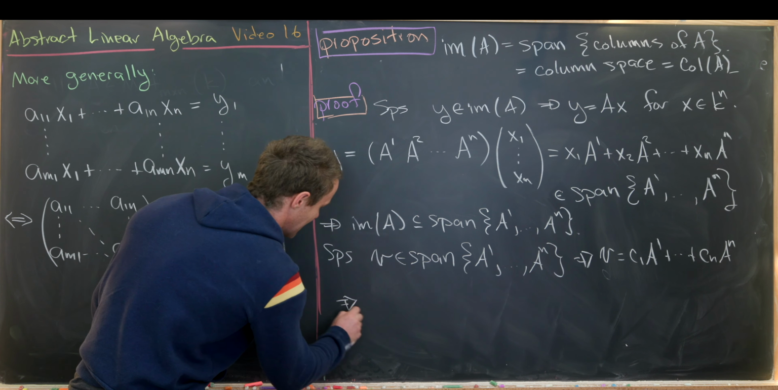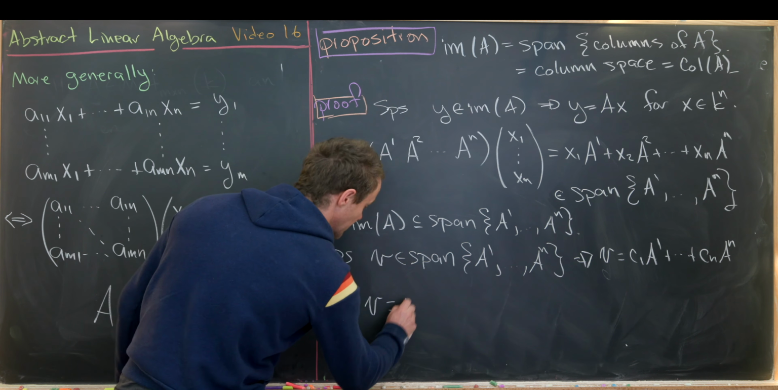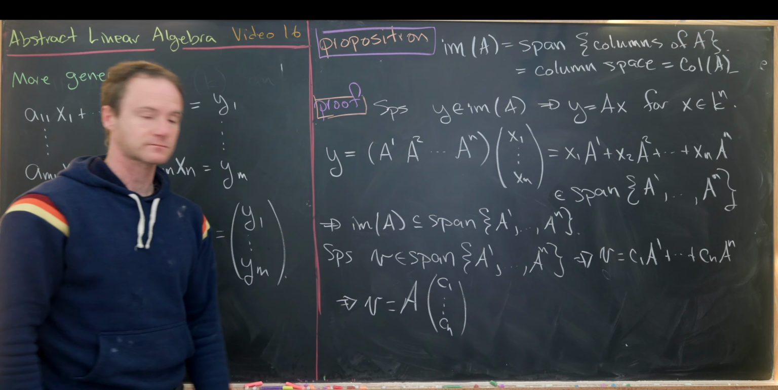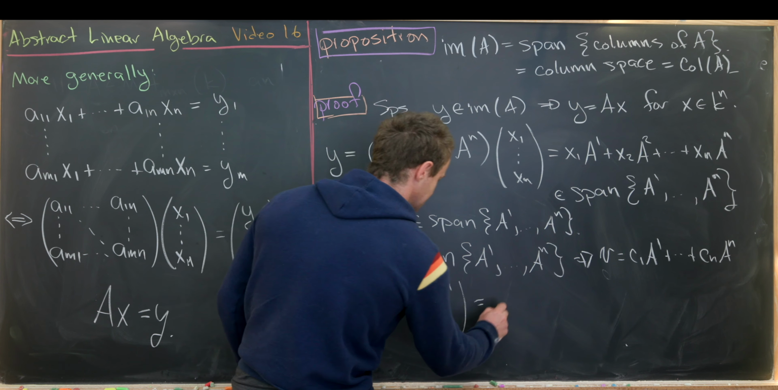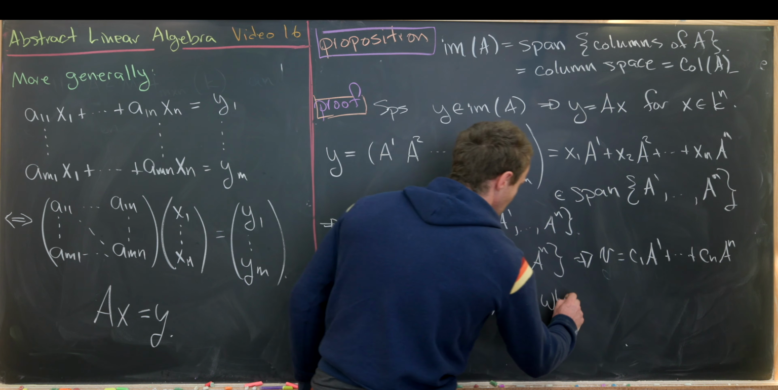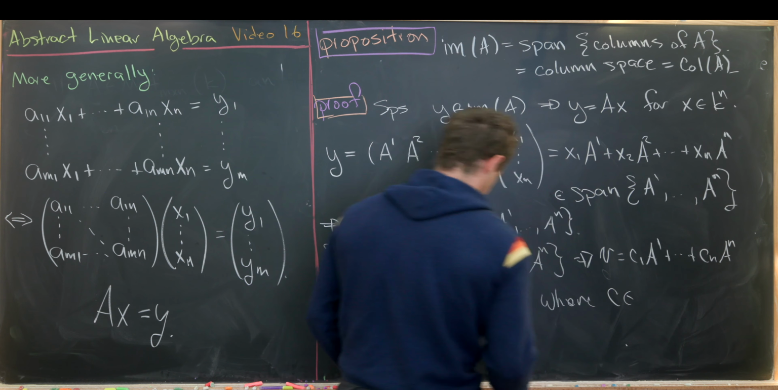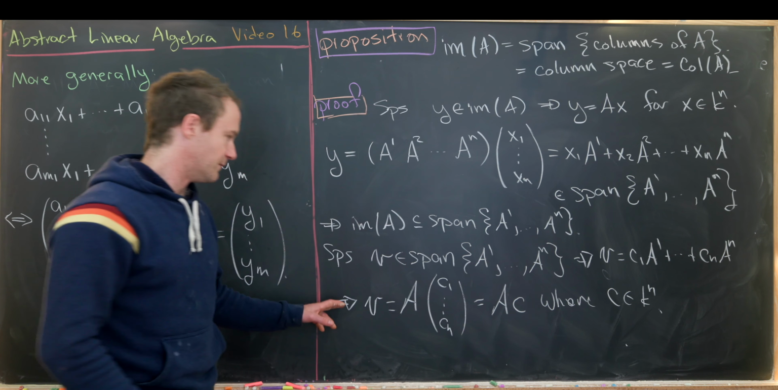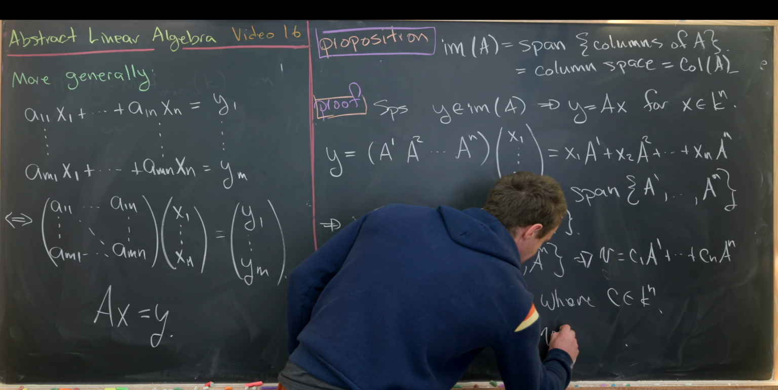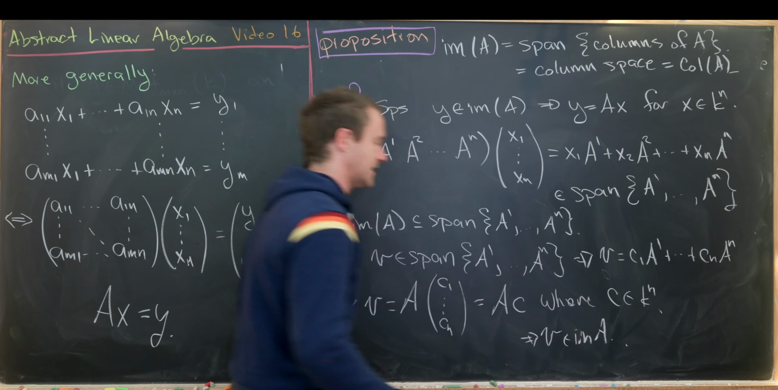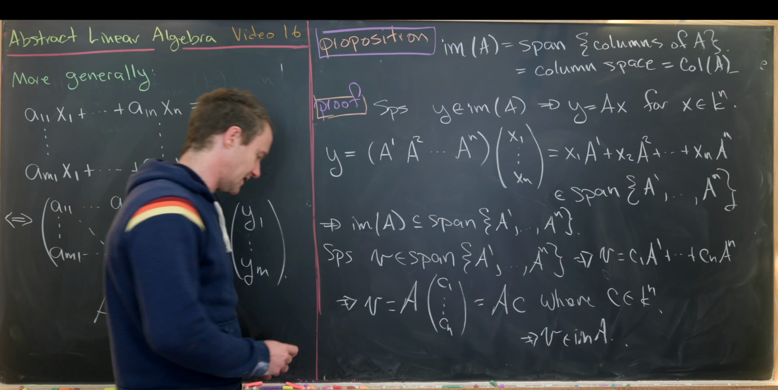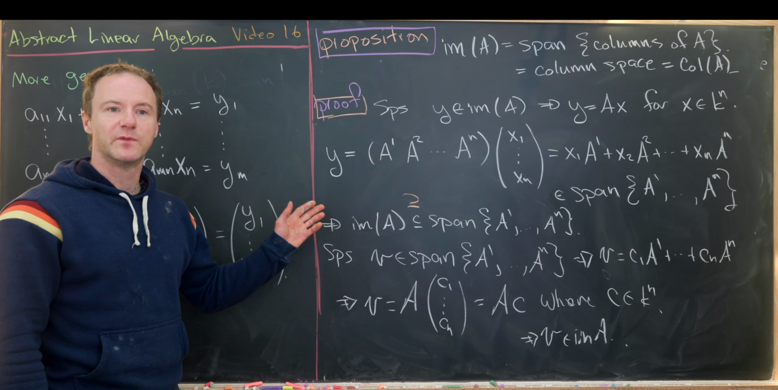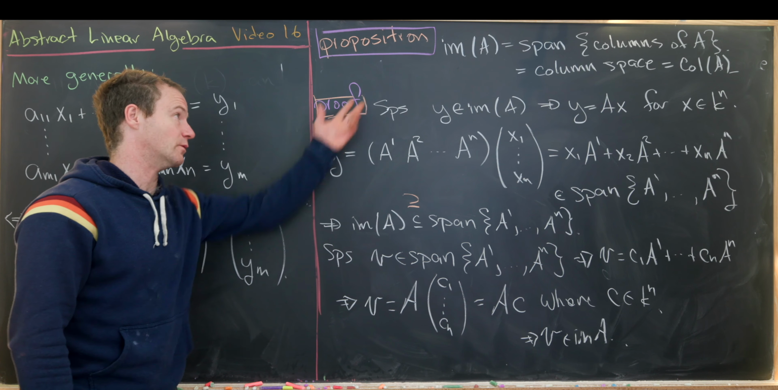But now let's notice that that means that v is equal to the matrix A times the vector c1 down to cn. Okay, but that is exactly equal to A times c, where c is this vector c1 down to cn, which is in K^n. But that's exactly what we need for v to be in the image of A. That proves the other containment. In other words, now we have shown that the span of the columns is contained in the image, but then if we have both containments, we have the equality, and that's exactly what we wanted to show.